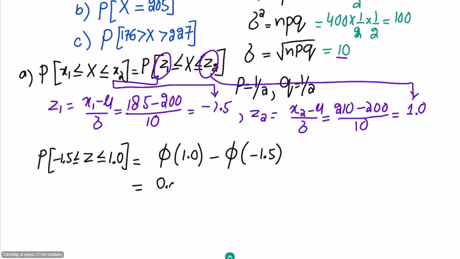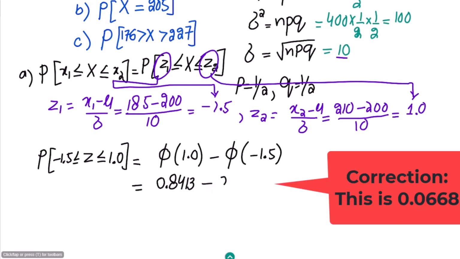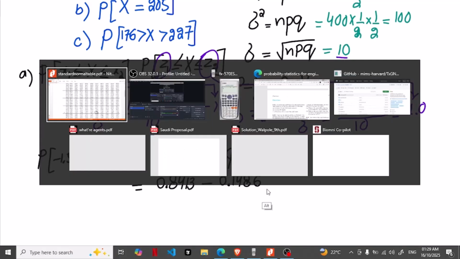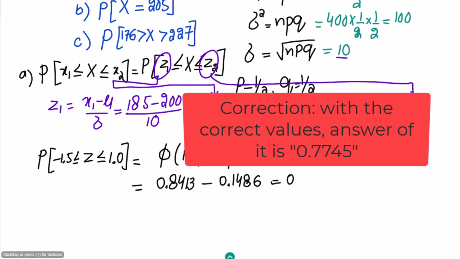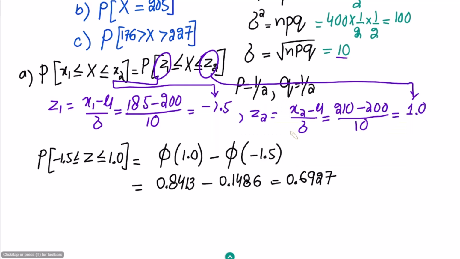So 0.8413 minus 0.1486. Okay, let me calculate it. So it would be 0.8413 minus 0.1486. So it is 0.6927. Okay, so the answer of it is 0.6927, and this is the approximate solution of part A of our question.